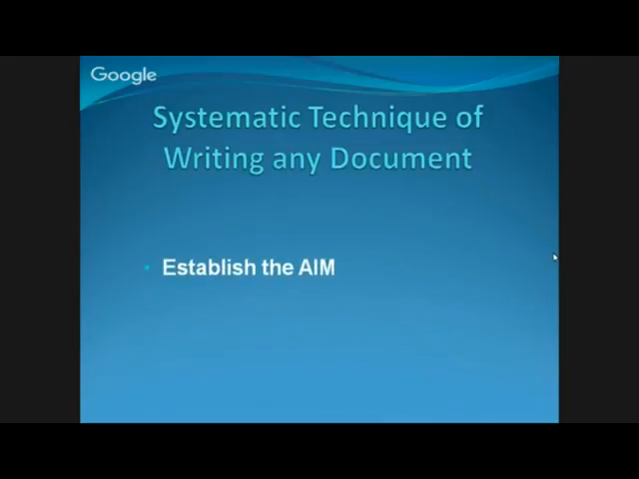Now the systematic technique of writing the document. Firstly, establish the aim: what you are going to achieve through this mode of communication. What is the broad objective, and what are the other specific objectives? Because if you do not know where you want to reach, you will never reach there. So first of all, you need to establish why you are writing and what the purpose of that particular report is.